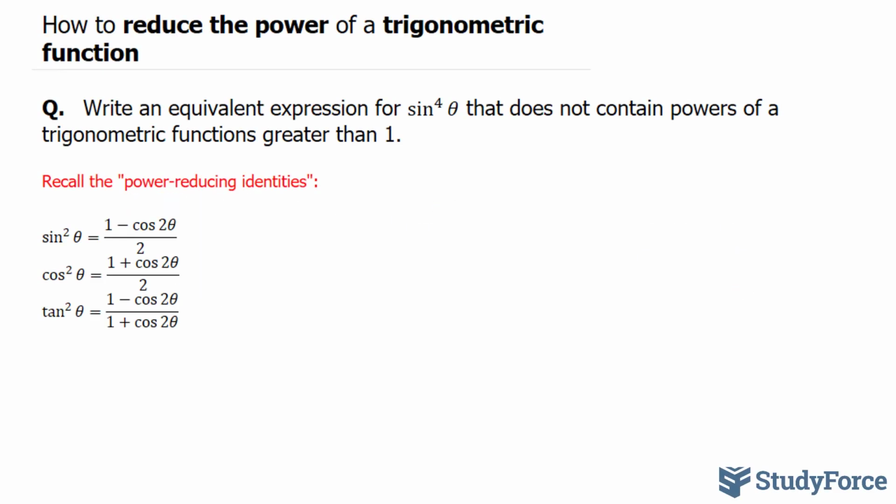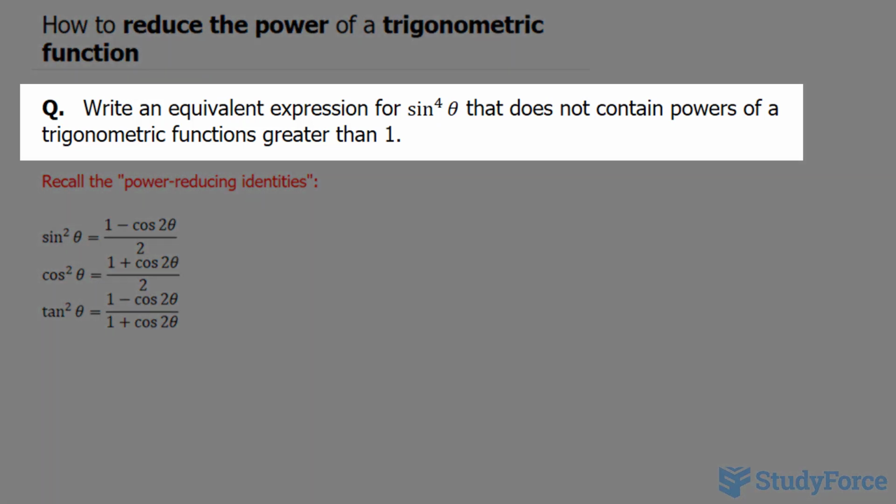In this lesson, I'll show you how to reduce the power of a trigonometric function. The question reads, write an equivalent expression for sine to the power of 4 theta that does not contain powers of a trigonometric function greater than 1.